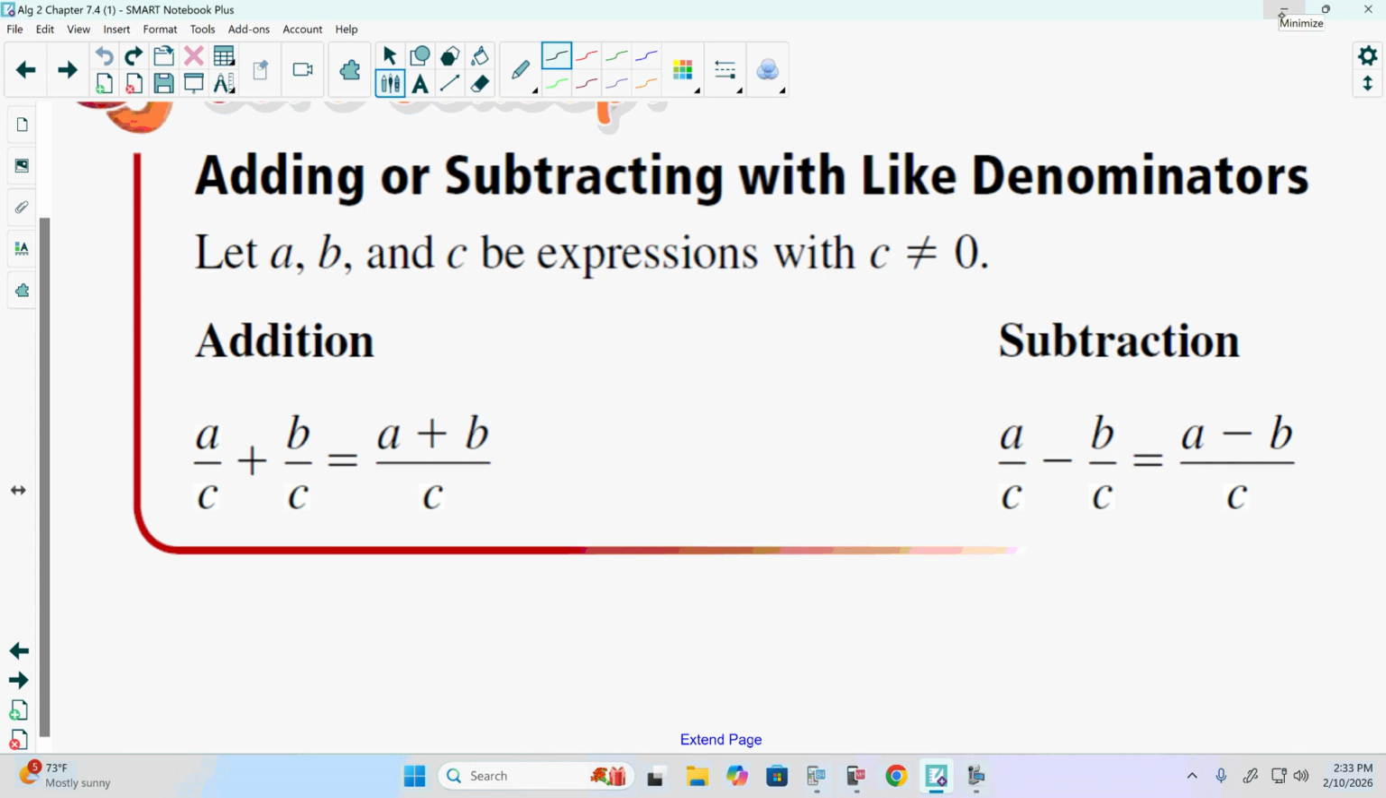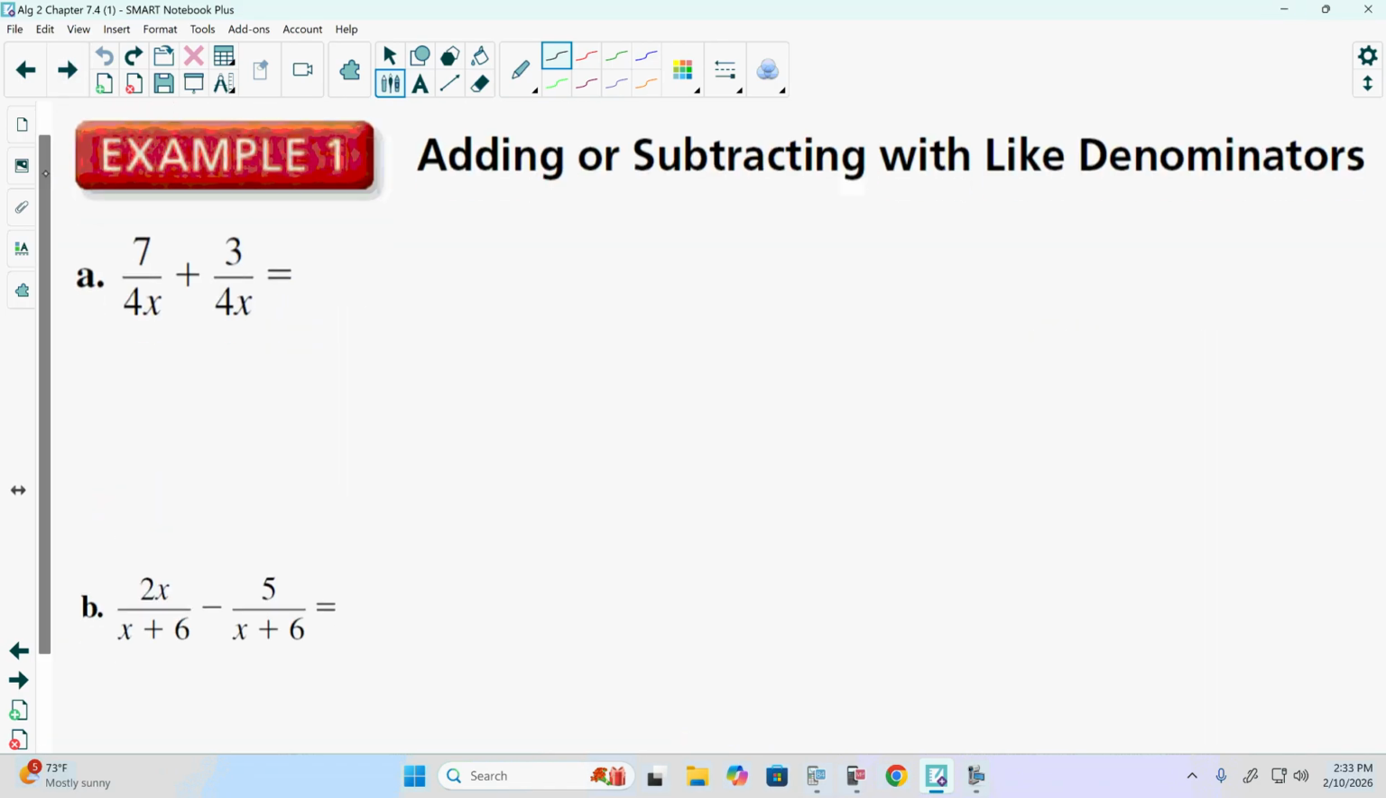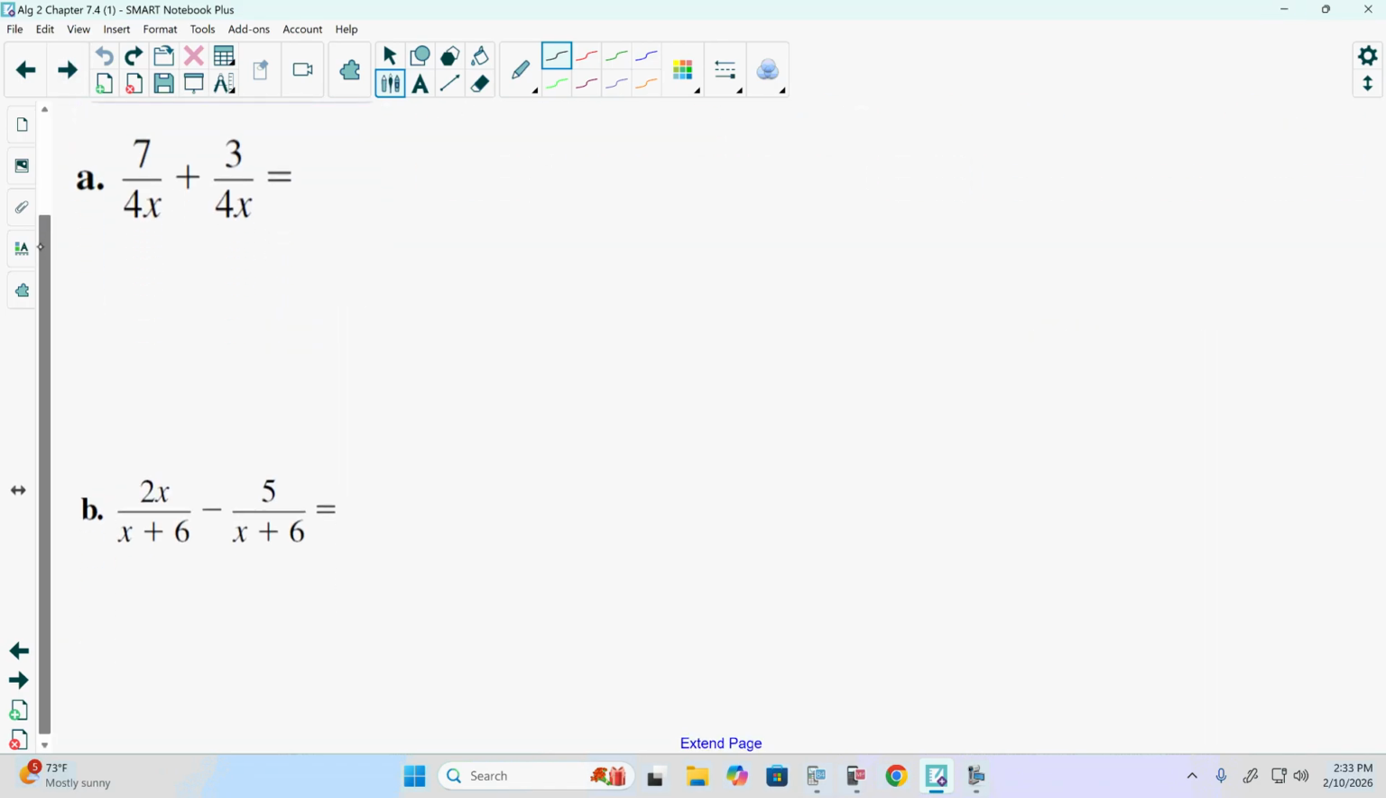When we add or subtract two fractions, the denominators have to be the same. Because if they're the same, we add or subtract the numerators, depending on whether we're adding or subtracting between the two terms.